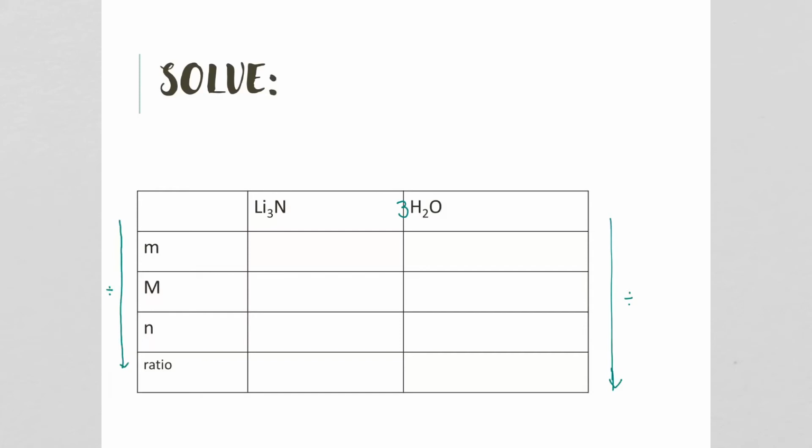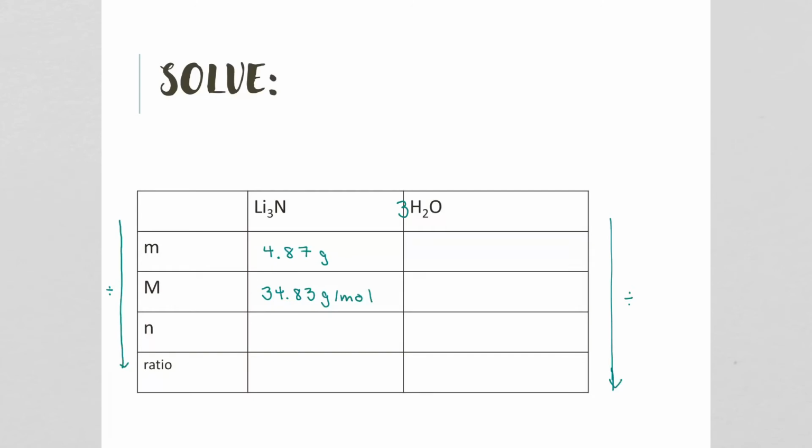So we know that we had 4.87 grams of lithium nitride. We need to find the molar mass. So we need the molar mass of lithium times 3 plus the molar mass of nitrogen. So that is equal to 34.83 grams per mole.